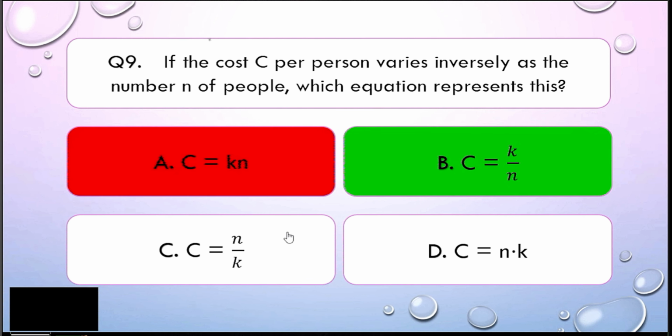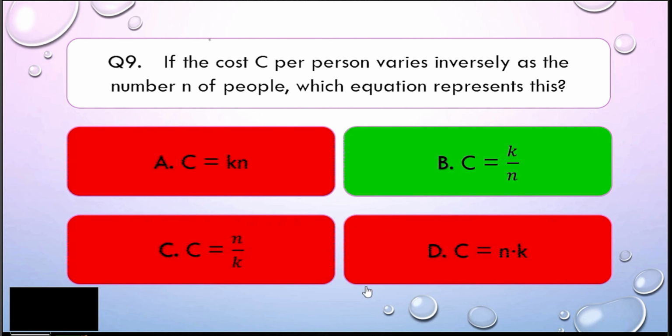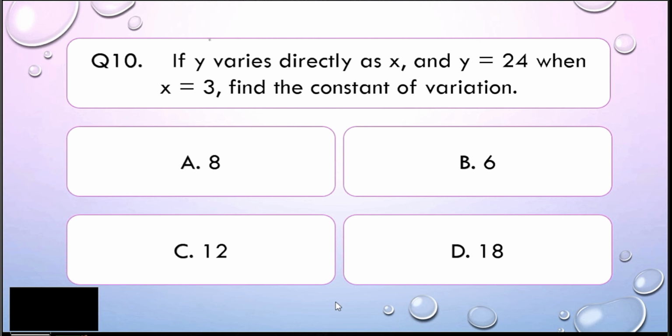All right. Easy, right? Very easy, my dear math learners. So now let us go to question number 10. If Y varies directly as X and Y is equal to 24 when X is equal to 3, find the constant of variation. Is it A, 8, B, 6, C, 12, or D, 18? I'll give you 5 seconds to think about your answer.